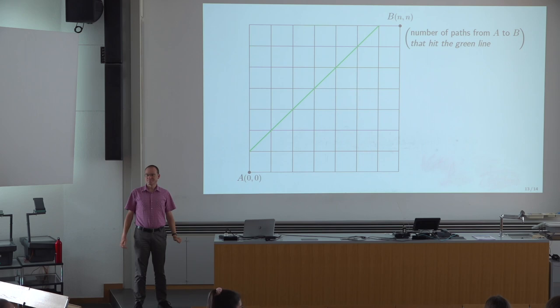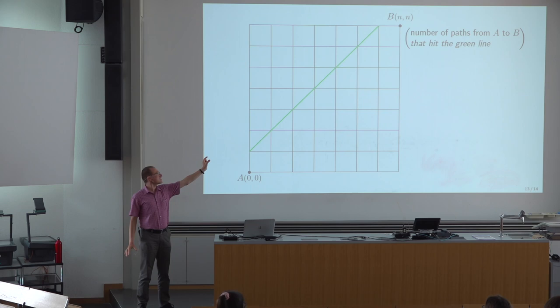Here is our problem. This was the hard part. We had to find the number of paths from A to B. Just the number of paths was easy. It was this binomial coefficient, 2n choose n. But now, the paths that hit the green line.